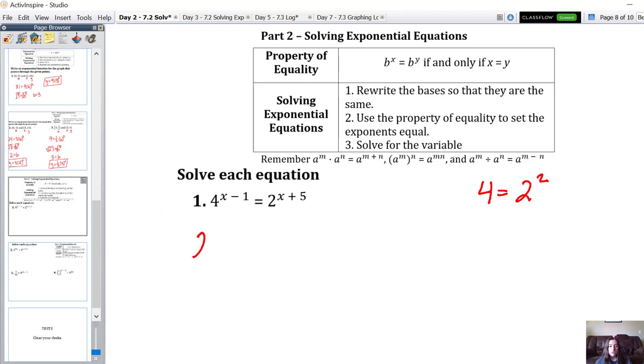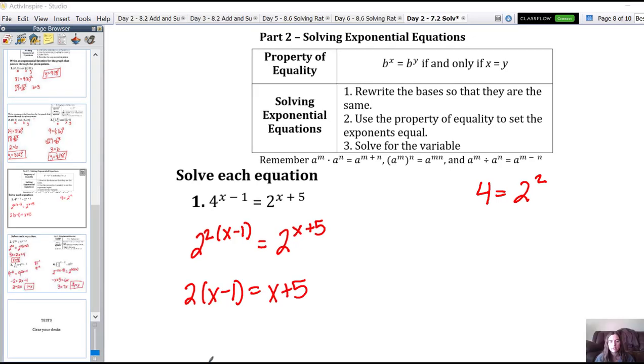So this 4 is going to become a 2 squared, and then I still have this x minus 1 that was already the exponent. That is equal to the right side. That hasn't changed. We're keeping that base of 2. Now that they have the same base, we can set their exponents equal to each other. So then I have 2 times x minus 1 equal to x plus 5. And then we can solve this like a regular equation, just solving for x. The first thing I'm going to do is distribute the 2. So now we have 2x minus 2 equal to x plus 5.